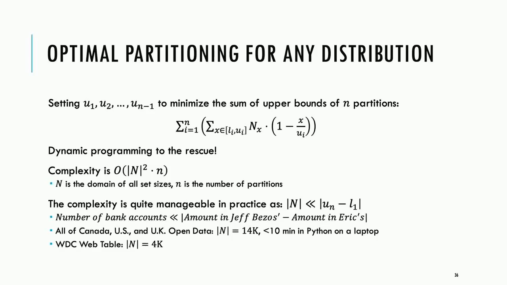So the complexity seems really bad. It's big O of N squared. But in reality, in practice, this is actually really manageable. It's very interesting. You can think of it as comparing the differences between how much money Jeff Bezos has and how much money I have. That's going to be in the hundreds of billions of dollars, right? At least before the divorce. So now you compare that number with the number of bank accounts in the US, it's still going to be smaller than the differences. So similarly, in data lakes, for open data, we found there's about 14,000 different set sizes. And for web table, we found about 4,000 different set sizes. So it's actually not that big. And using Python on a laptop, we can actually finish the optimization in 10 minutes. So that's the dynamic programming.